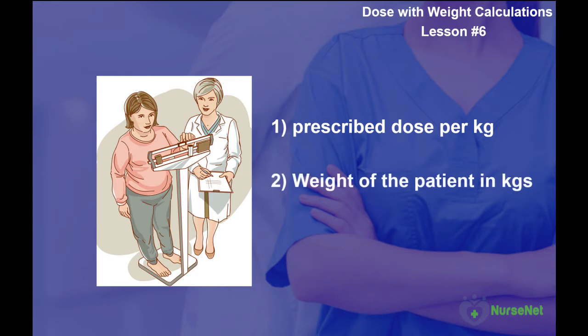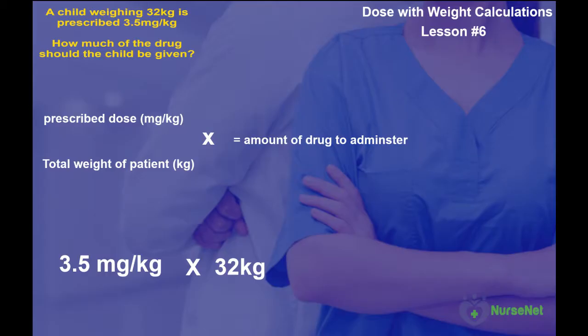The dosage is given in terms of drug concentration to patient's weight. So you will see this as a prescribed dose written as milligrams dash kg, which effectively means the number of milligrams per kilogram of the patient's weight. So our formula is prescribed dose per kilogram multiplied by the total patient weight. So the heavier the patient, the more milligrams of the drug that will be given to that patient.